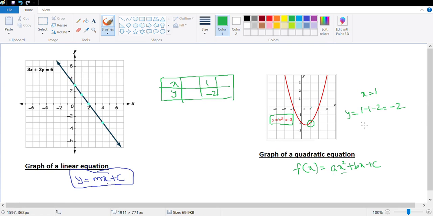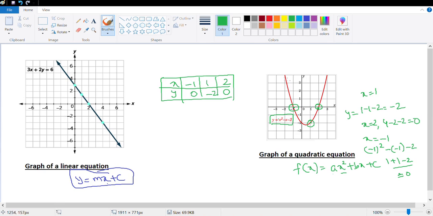If x is equal to 2, what I'll get would be 4 minus 2 minus 2, that's 0. So x is equal to 2, I'll get the value of y as 0, which is this point that has been plotted. Next, if I take x is equal to negative 1, the value that I get is negative 1 square minus negative 1 minus 2. That's 1 plus 1 minus 2, which is equal to 2 minus 2, 0. So this is the point that has been plotted.